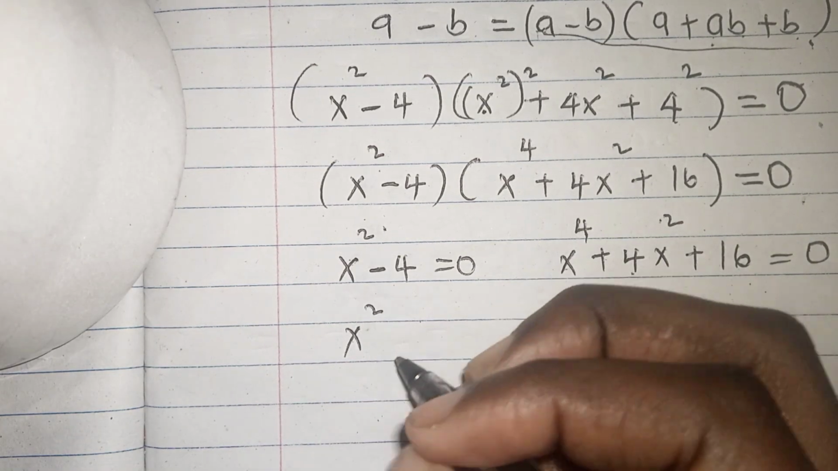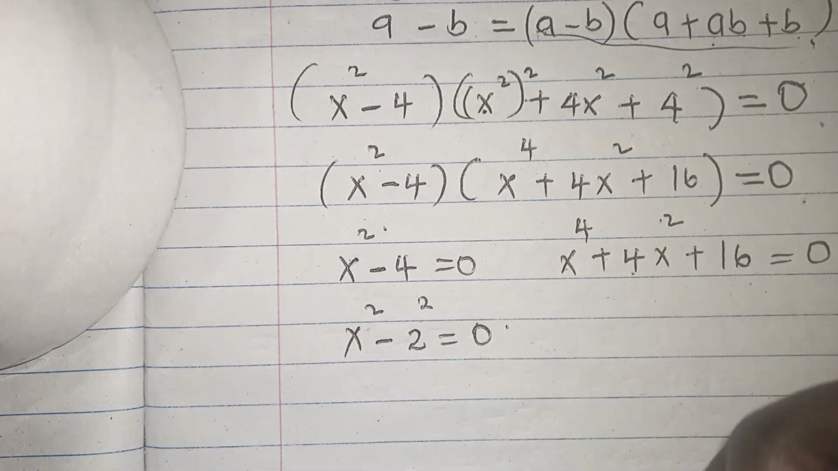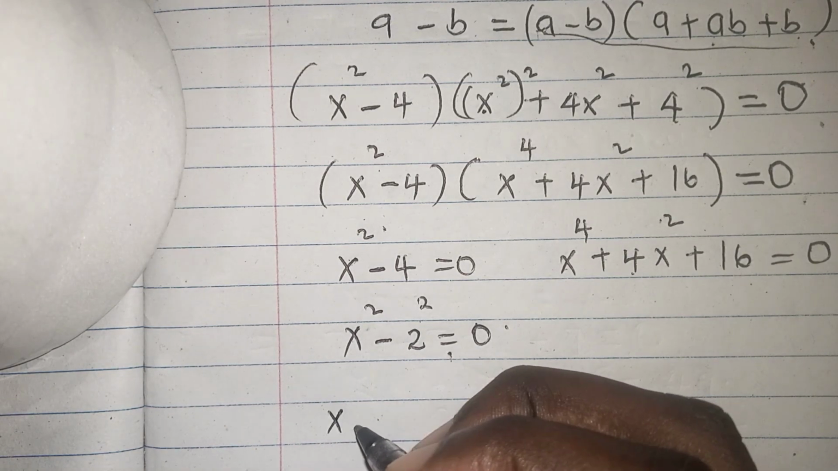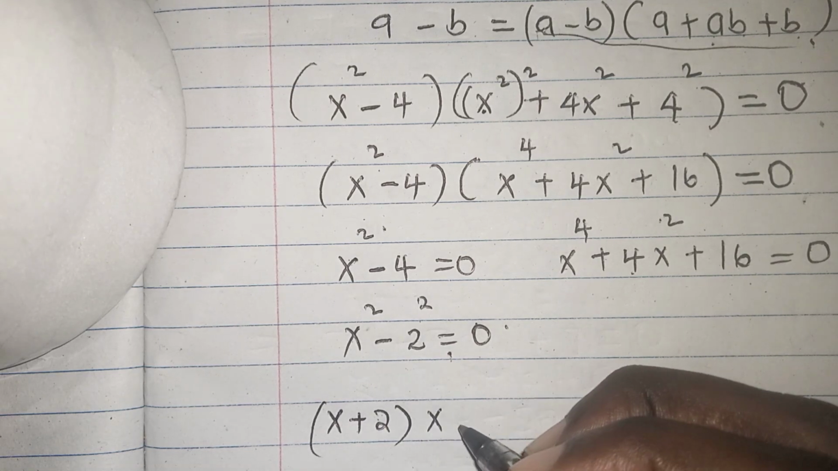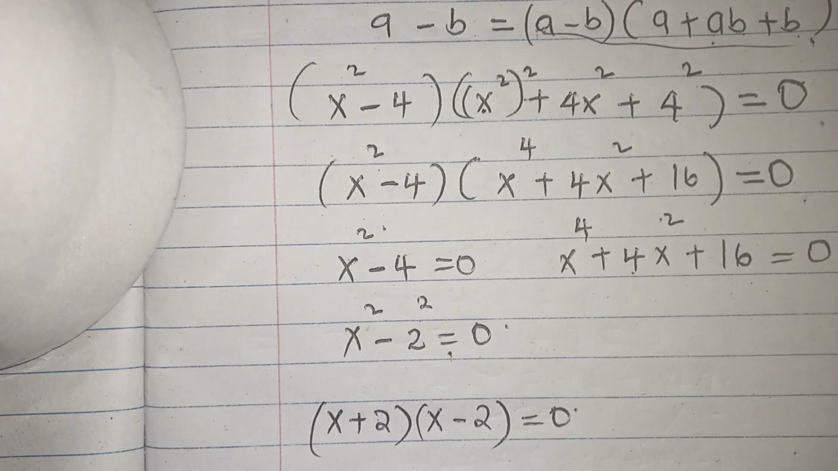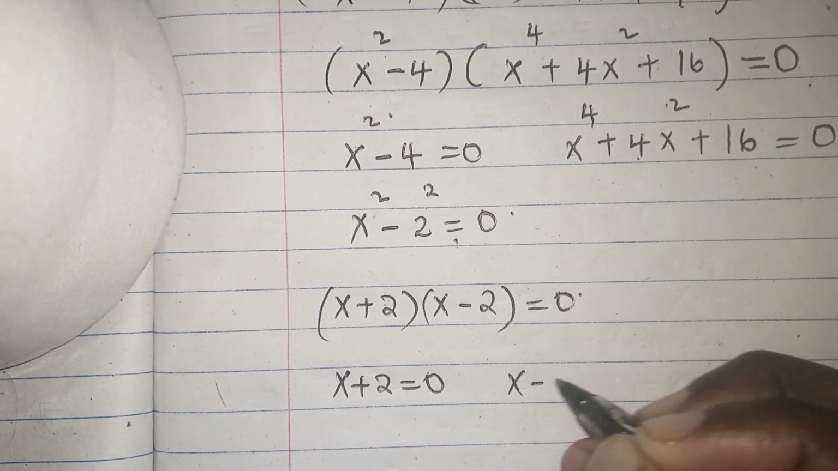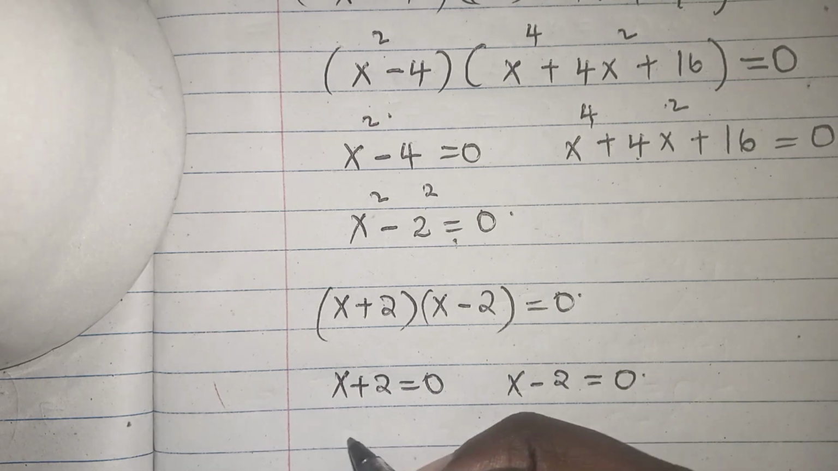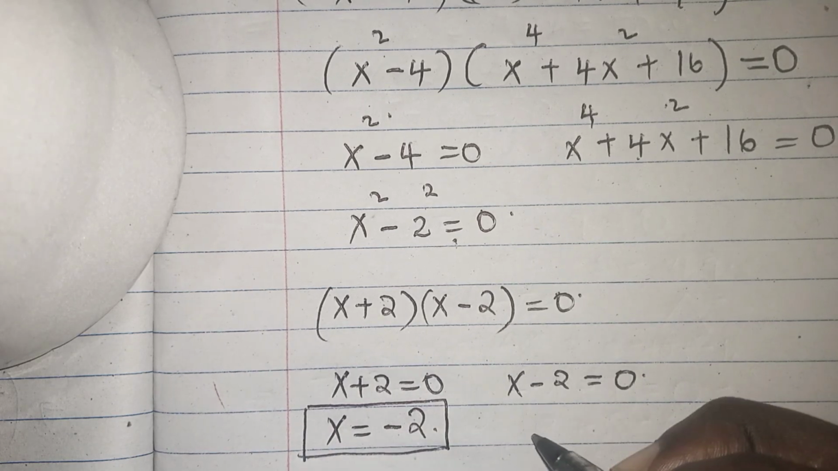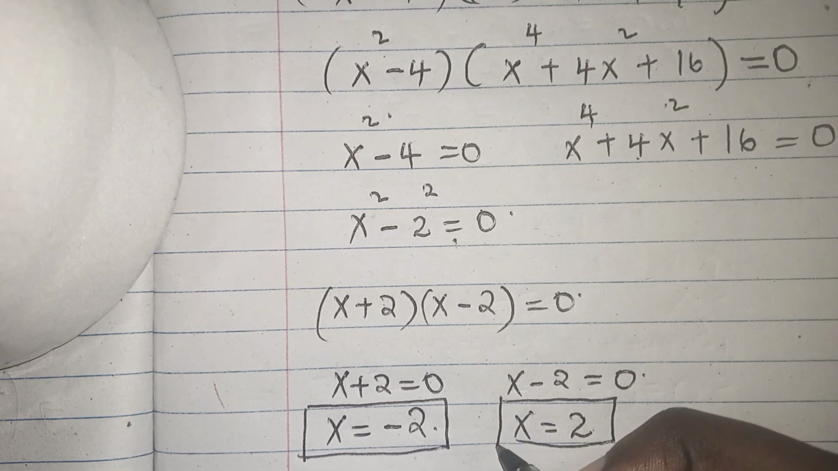So x squared minus 4, we can write it as x squared minus 2 squared is equal to 0. So this is a difference of 2 squares, so we shall present it as x plus 2 into x minus 2 is equal to 0. So we shall therefore have two solutions. x plus 2 is equal to 0 and x minus 2 is equal to 0. x is equal to negative 2, so this is the first value of x, and x is equal to 2, so this is the second value of x.